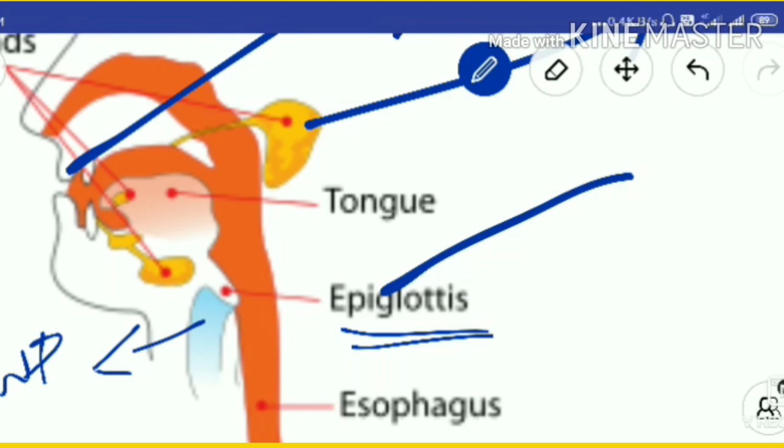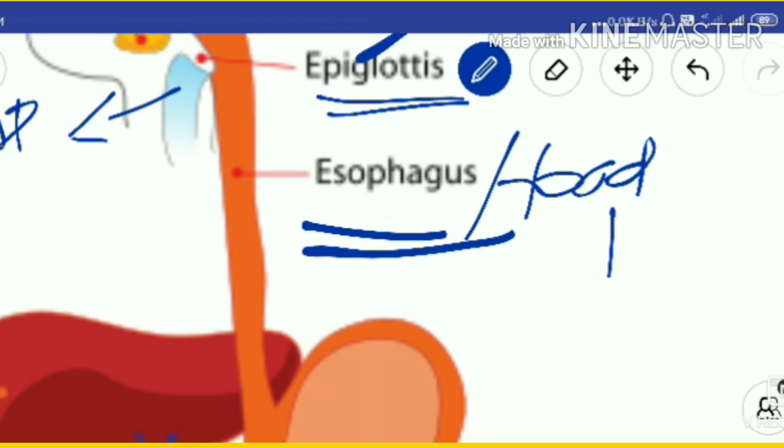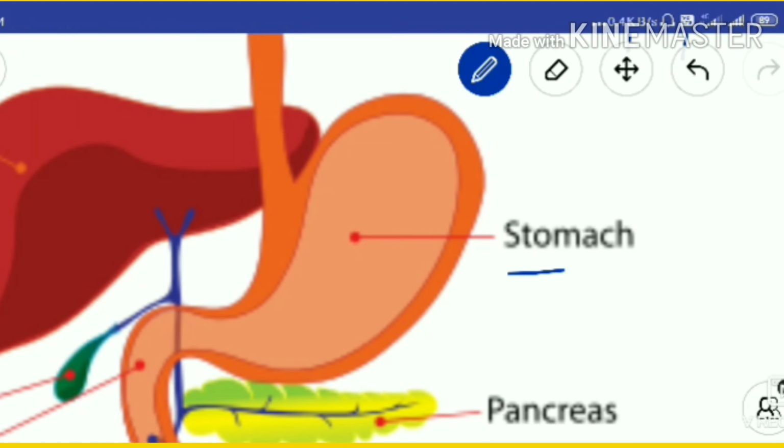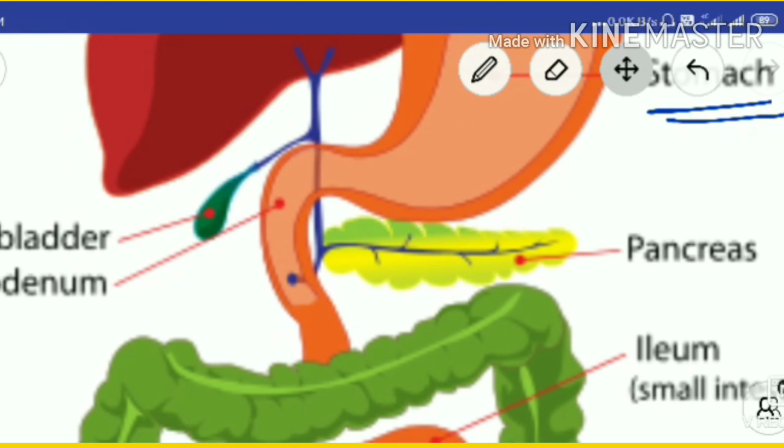When the food goes to the esophagus, and this esophagus is otherwise called the food pipe, this food pipe leads to a bag-like structure. That bag-like structure is called the stomach. Inside the stomach there is a digestive gland called the gastric gland, and this stomach goes to the small intestine. The first curved part of the small intestine is known as the duodenum.